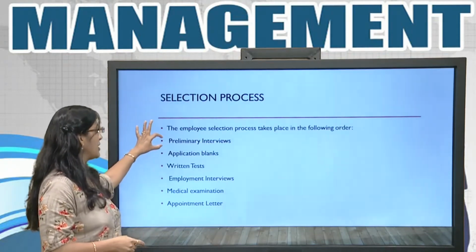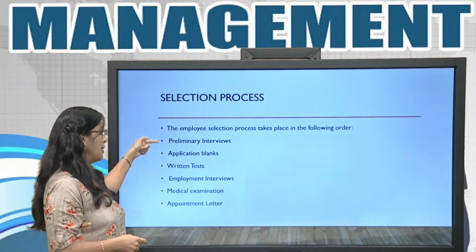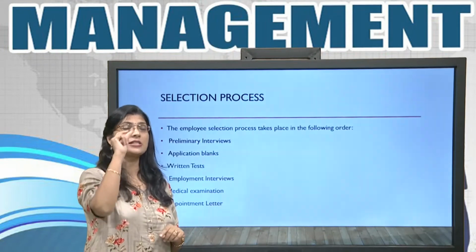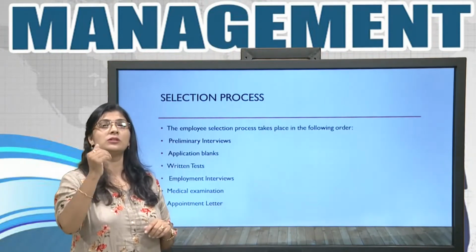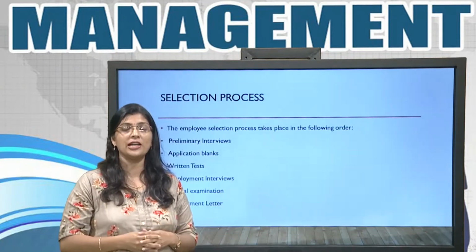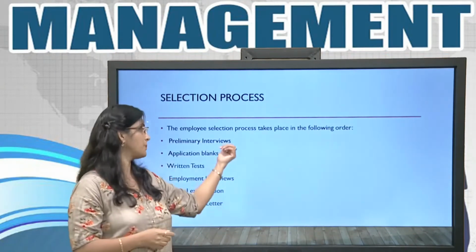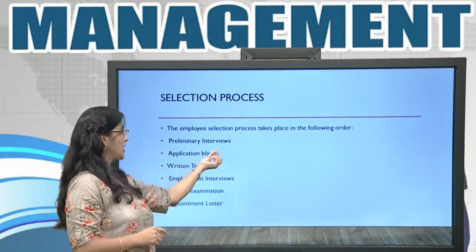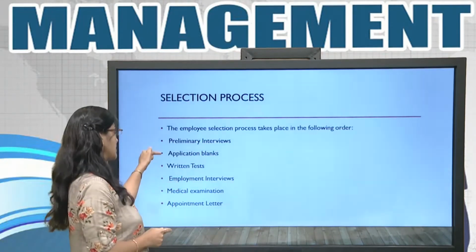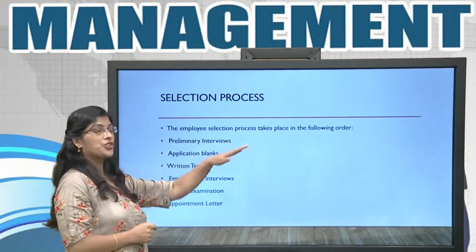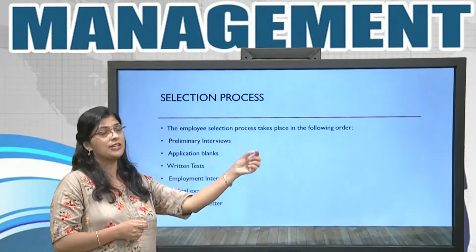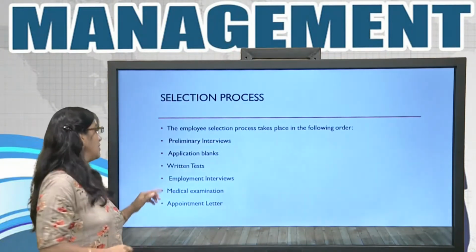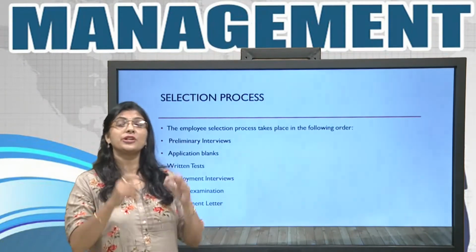Second, when the preliminary interview is done, the candidate is given a particular format of application, in which he writes his name, his residential profile, and the references also are mentioned in this application blank. General information is asked to be filled in this application. So the second step is going through the application blanks. The candidate who has passed the preliminary interview fills in this application blank.